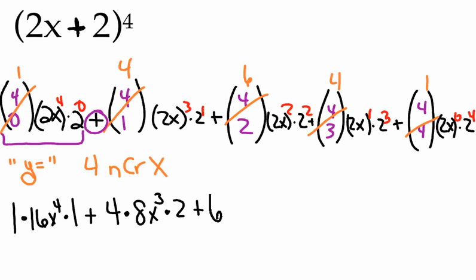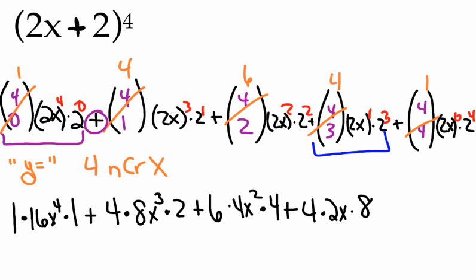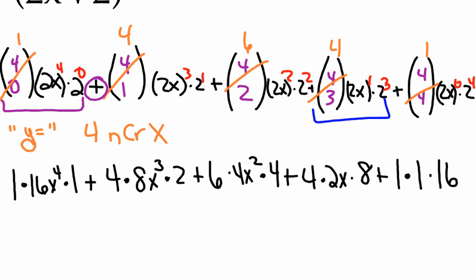Then we're going to do a 6 times our (2x) squared, which will be 2 squared x squared, so it's 4x squared, times a 2 squared, which is a 4. Plus, in case you're wondering where I'm at, this one right here: 4 times a 2x times an 8, since 2 to the third is 8. Plus a 1 times (2x) raised to the 0 power, which is a 1, and 2 to the fourth is a 16. Okay, so I have my 5 terms, 5 monomials basically, and you've got 3 things in each of them, but you're multiplying them, so you don't have to worry. So it is 1 times 16 times 1.